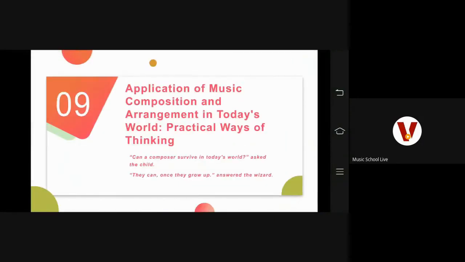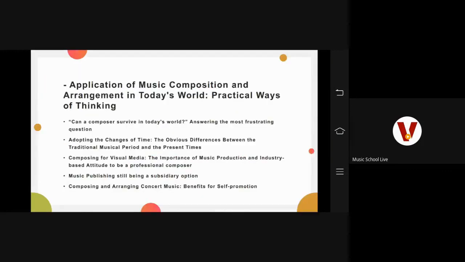Next topic, application of composition and arrangement in today's world, practical ways of thinking. In this chapter, I would like to recall someone, and not only someone, many people ask me one question. Can you, being a composer, survive in today's world? I answered them yes.